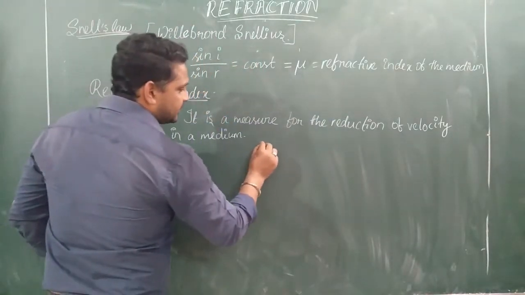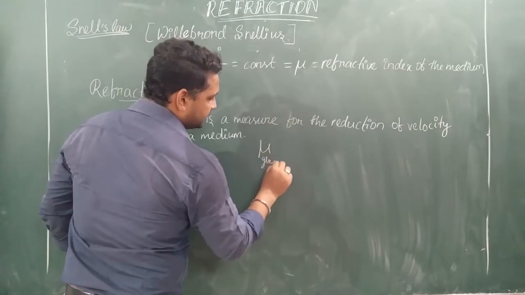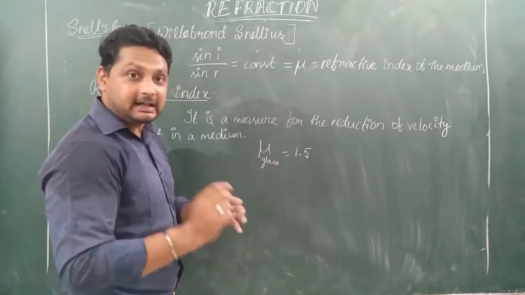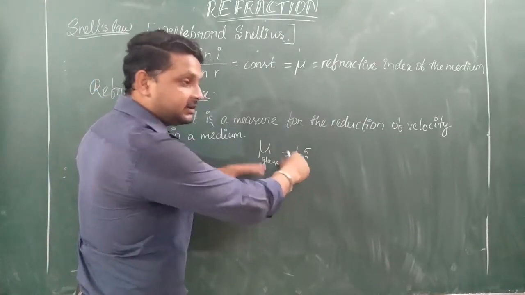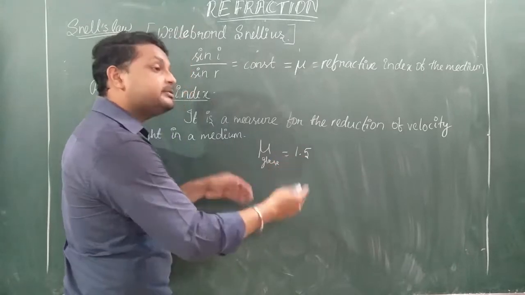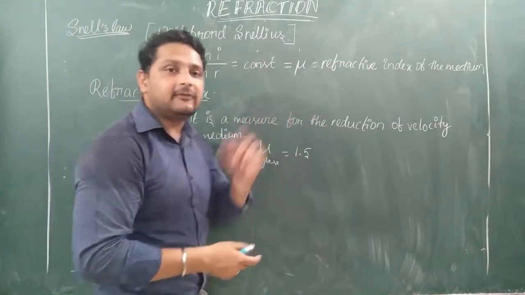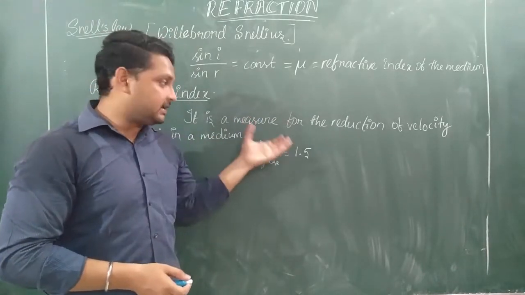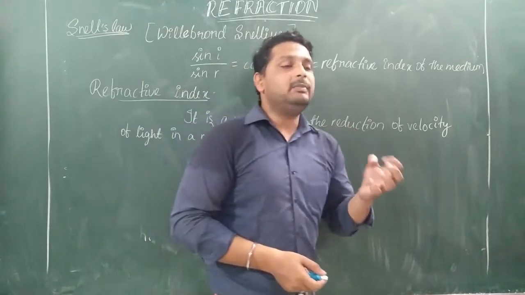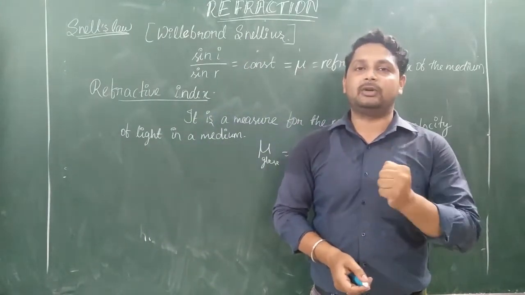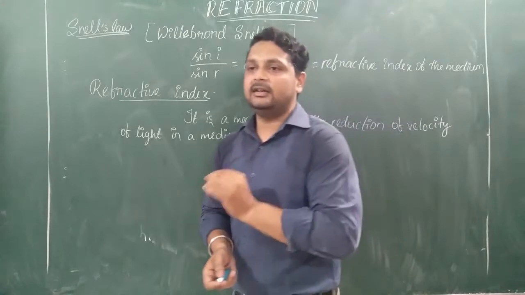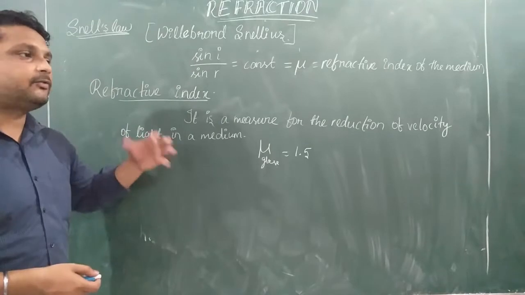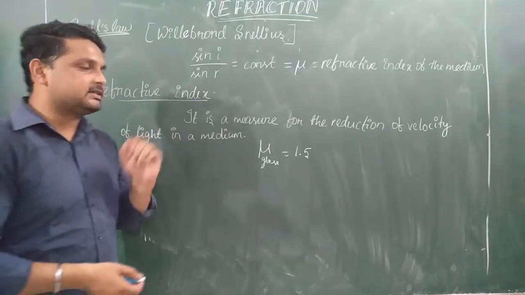Suppose the refractive index of glass is 1.5. That means the velocity of light in glass is 1.5 times slower as compared to in vacuum. So the refractive index helps to determine how much the velocity is going to reduce in a particular medium. This is the general definition of refractive index. There are other forms by which we can calculate the refractive index of a medium.